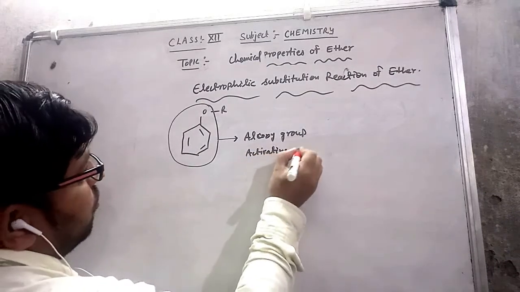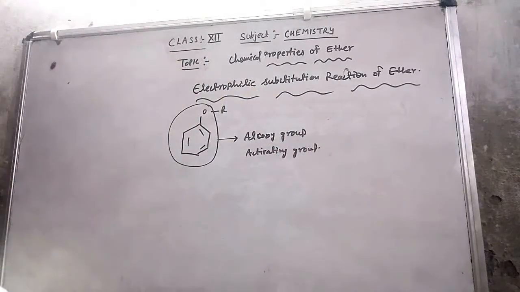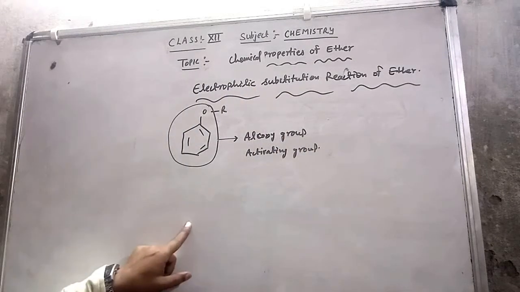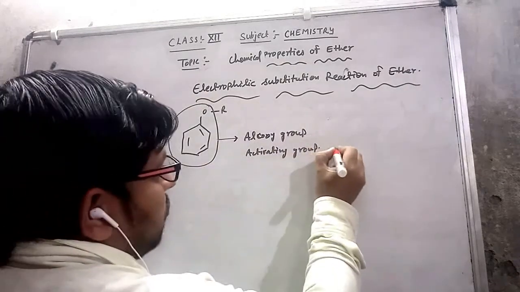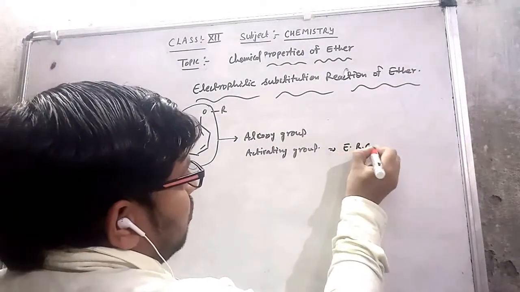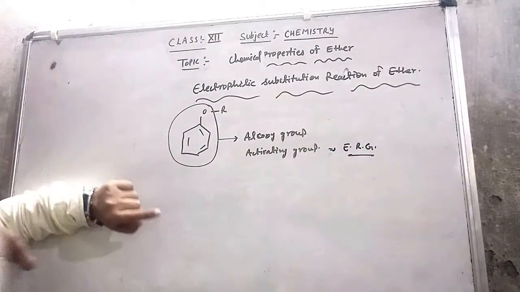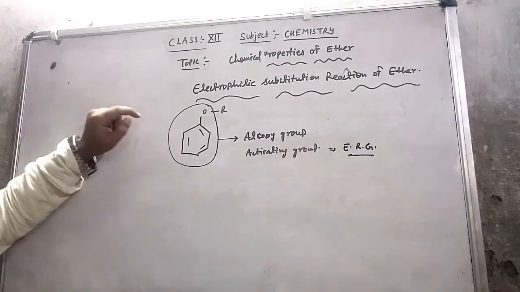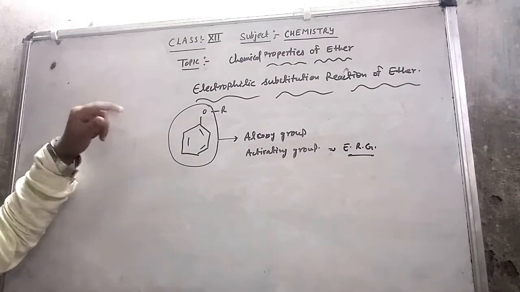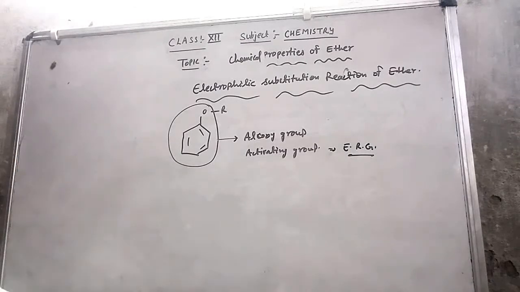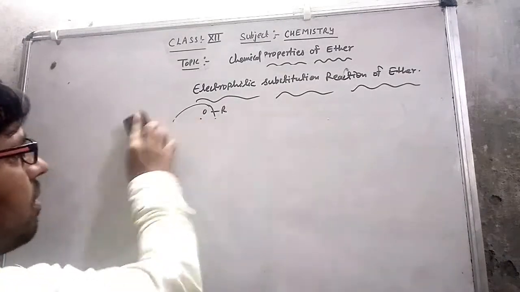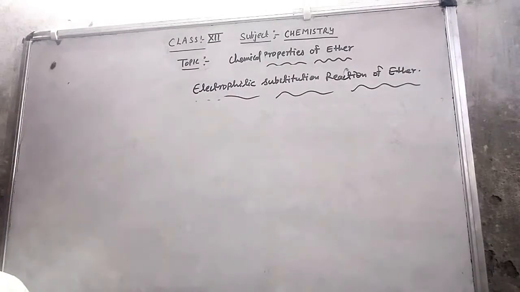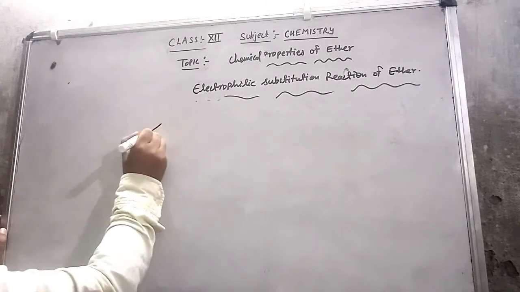Or we can say that this is the electron releasing group also. It activates the benzene ring. So it activates the benzene at ortho and para positions, like phenol. If you see how it activates the benzene ring at ortho and para positions, you can see it from its resonance structure. Like suppose I have the aromatic ether.